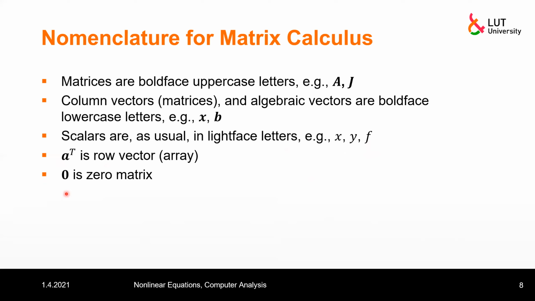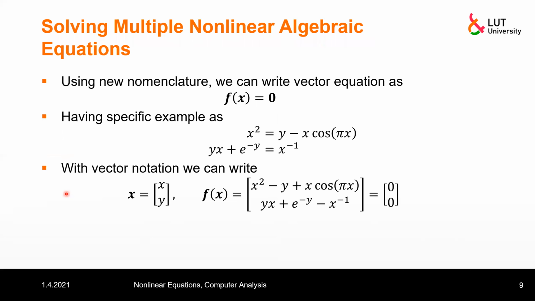as the zero matrix. So using this nomenclature, we can rewrite the equation from the previous slide in this compact form: the vector function f as a function of all our variables x is equal to the zero vector. As you can see, this equation takes exactly the same form as a scalar equation, with the exception that here we have vectors instead of scalars.